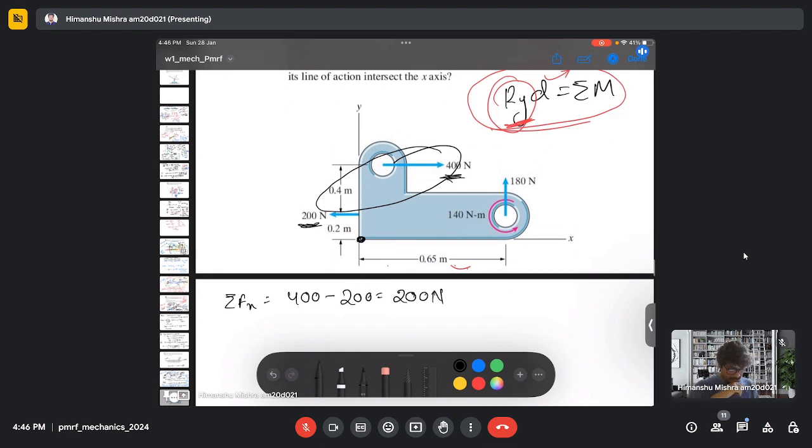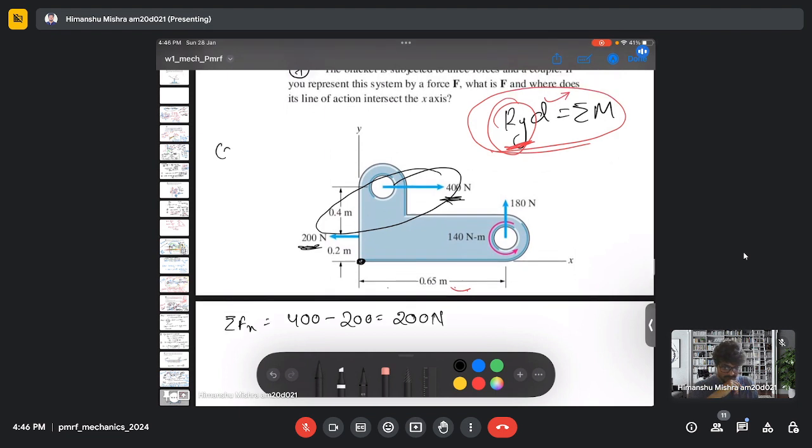The magnitude is actually different. So, no, so what happens in the couple? You have three conditions. First, there will be at least two forces and they should be of opposite nature.